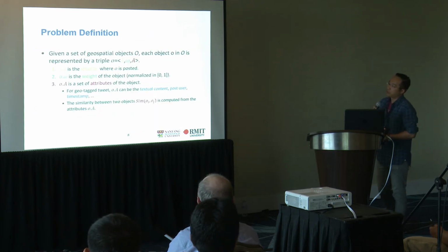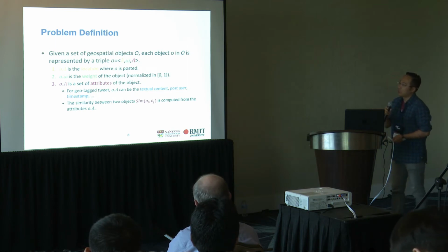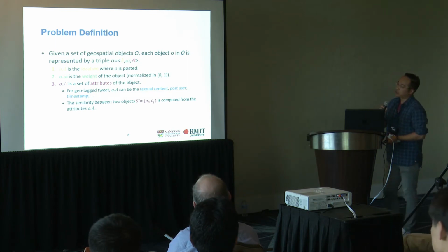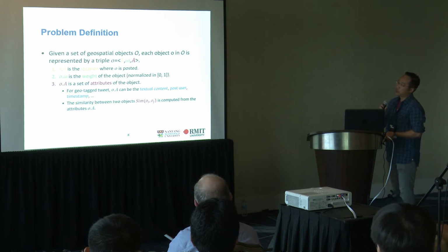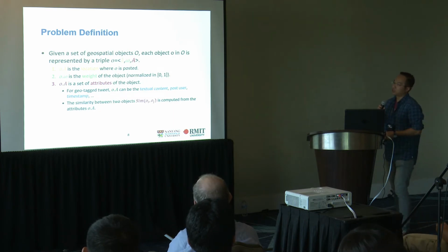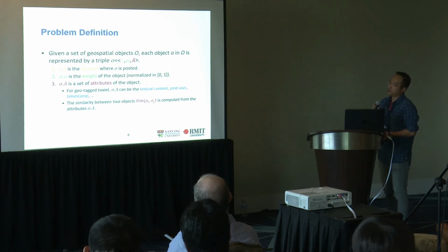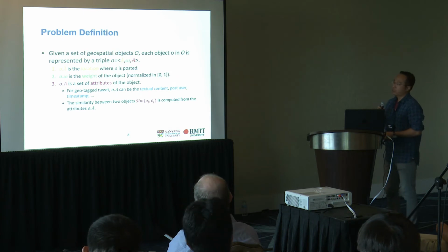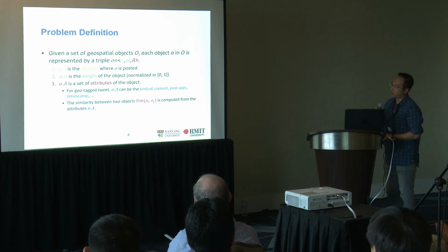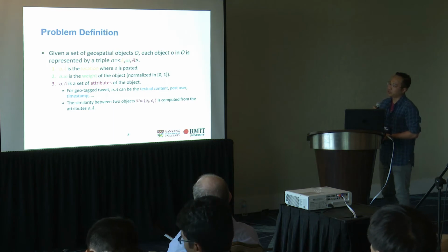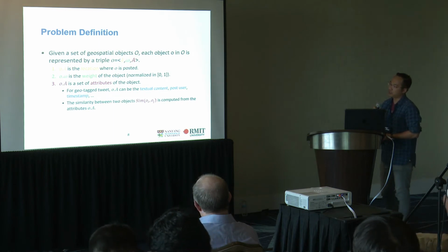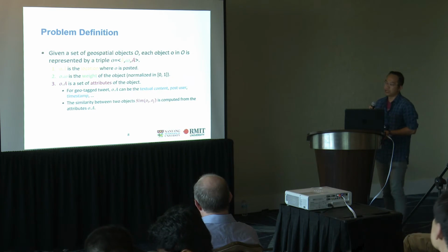Given this concept, the geospatial data we are studying consists of three components. It has a location, a weight of importance, and a set of attributes. For different types of spatial data, we can use different attributes, and in this way we can compute the similarity between each pair of objects. For example, for tweets, the attributes can be the textual content, the posting user, and the timestamp.